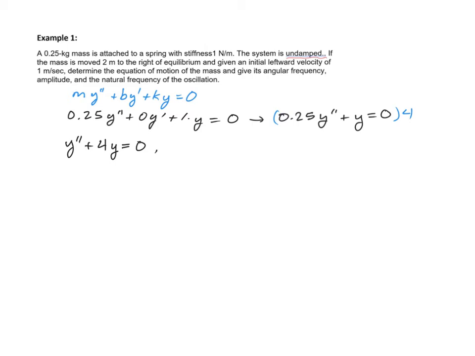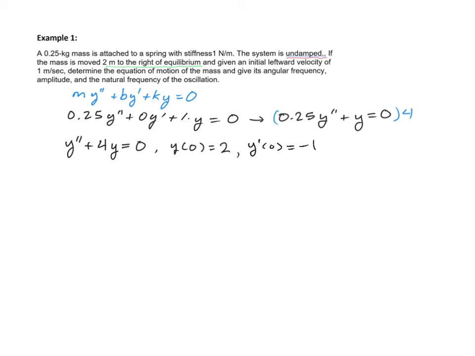And now let's look at our initial conditions. So the first initial condition they tell us is that it's going to be moved 2 meters to the right of the equilibrium. So in all these problems, the right side is the positive side and the left side is the negative side. So that means that y of 0 is equal to 2. And now we have to look at our initial velocity. They say it's to the left at 1 meter per second. So that's going to be y prime of 0. And that's going to be a negative 1, because again, it's moving to the left. So that is our initial value problem, and now we need to solve it.